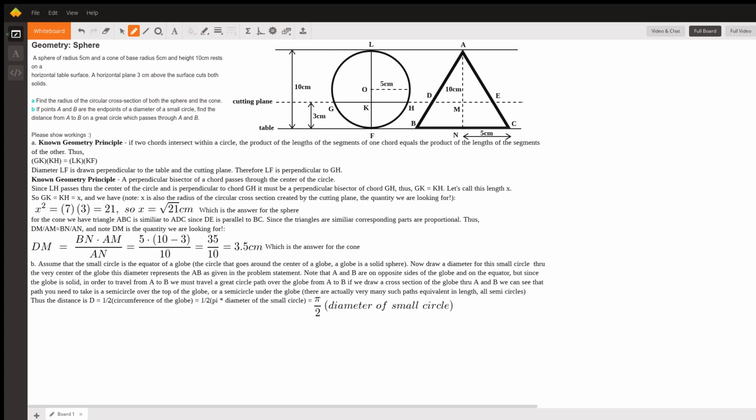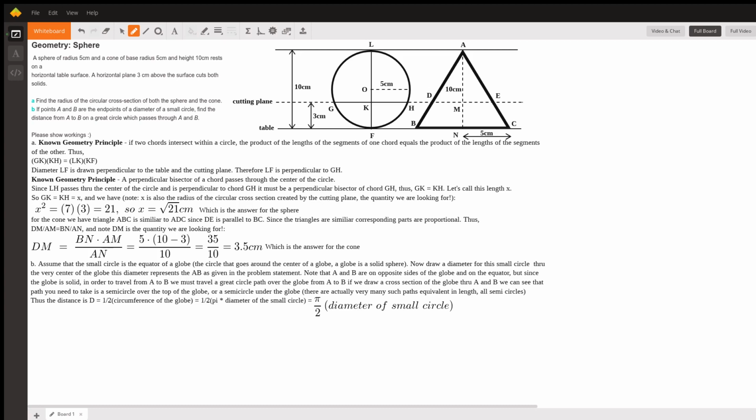Okay, part B. Assume the small circle is the equator of a globe. Well, here I'm not given a picture, and so I am going to assume that the small circle is the equator of a globe. And a globe is a sphere, a solid sphere.